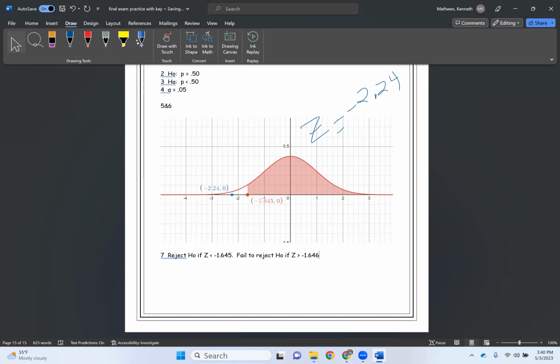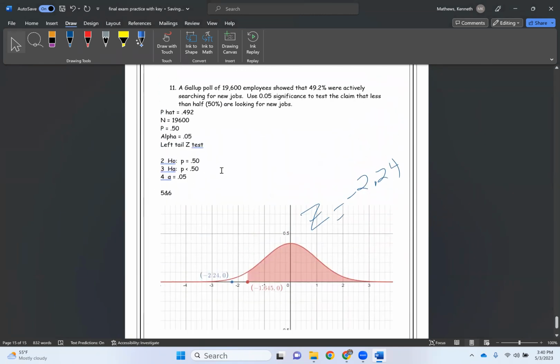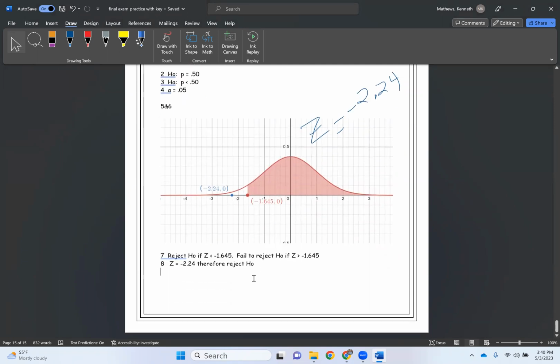Okay. Now, what do we know about z? Z is equal to negative 2.24. Negative 2.24 is less than negative 1.645. Therefore, we reject the null hypothesis. So we've proven the alternative. What is the alternative? That the proportion of job seekers is less than 50%.